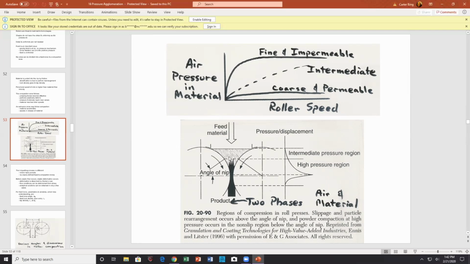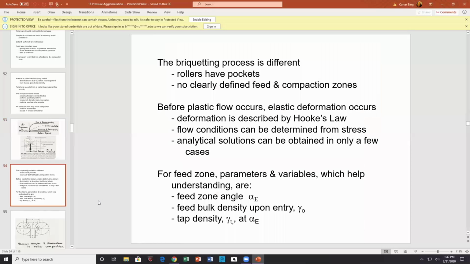Anyway, it may look simple, but from the point of view of particle physics, particle size, electrical charge, agglomeration, surface effects, fluid mechanics, powder flow, it can be quite complicated. Briquetting process, fortunately, is different. Rollers have pockets. There's no clearly defined feed and compaction zone. Before plastic flow begins, you have plastic deformation derived by Hooke's law, so you worry about brittleness.